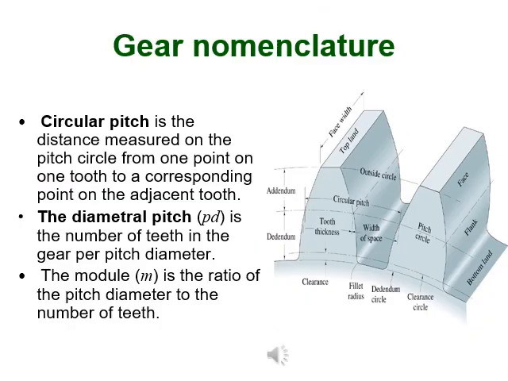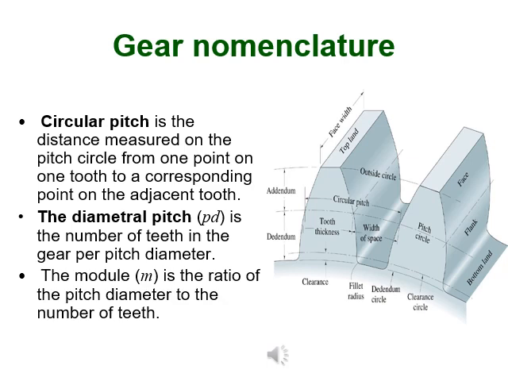Here is the detailed design of the gear tooth. Over here you have the pitch circle. The pitch circle is a circle whose circumference comes from the diameter or the radius of the root plus the dedendum distance towards the middle of the tooth. Circular pitch is the distance measured on the pitch circle from one point on one tooth to the corresponding point on the adjacent tooth.